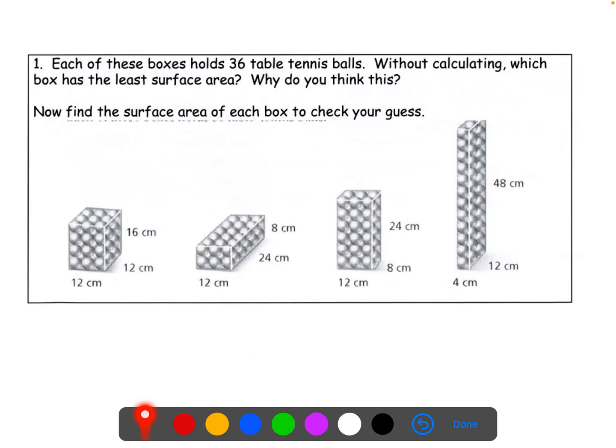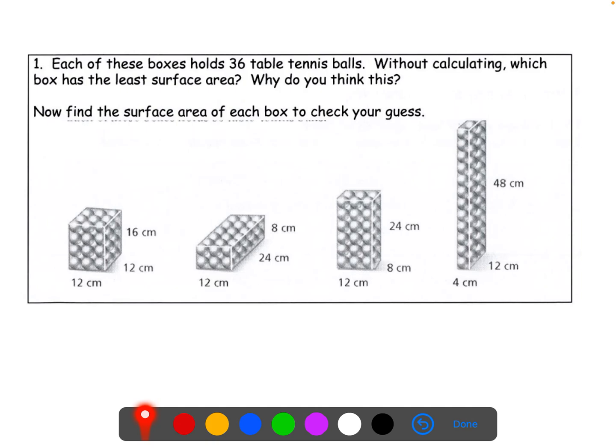Okay, on to the final part here. Let's quickly look at this one. Each of these boxes holds 36 table tennis balls. Without calculating, which box has the least surface area? So take a look at these 3 boxes for a moment. Make your prediction. Which one has the least surface area?